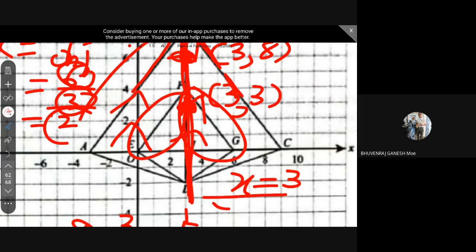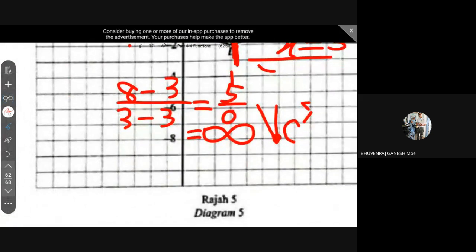So what is the equation of this straight line actually? What is the general form for the equation of a straight line? Yes, very good actually. y equals mx plus c. Now I'm going to show you how I get x equals 3.